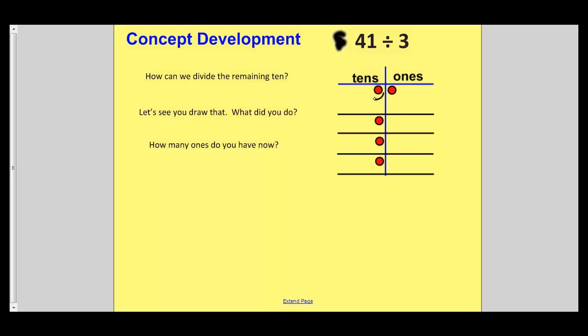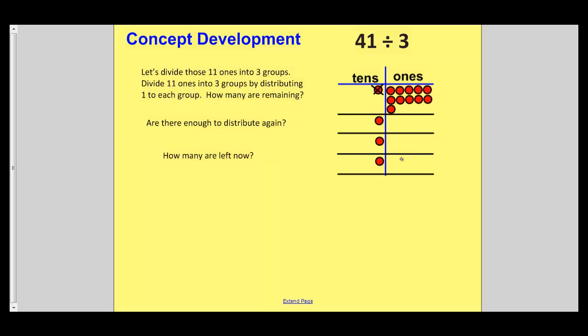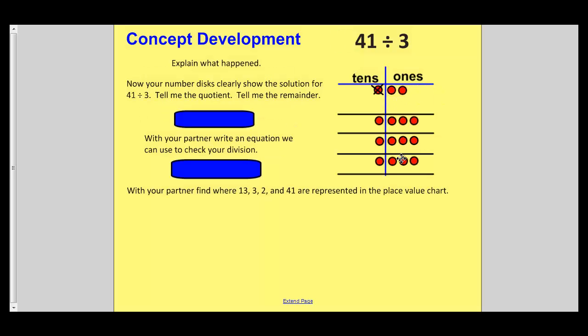I would take the 10 and I would trade it in, or I would decompose it for 10 ones. I want you to go ahead and do that too. So let's decompose that into 10 ones. So now instead of 10 ones, I have 11. Now I want you to distribute your 11 ones. Okay, so it looks like this, and we distribute the 11 ones. So now, instead of having a remainder of 11, we have a remainder of 2.